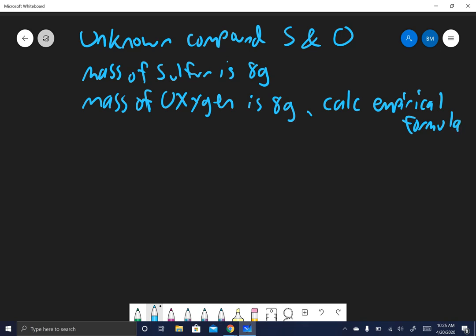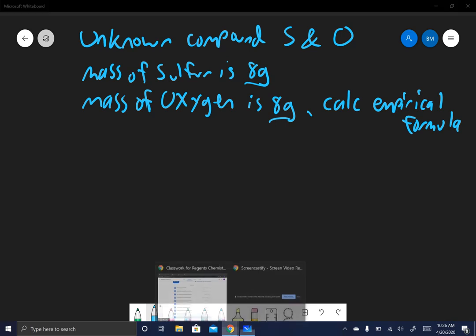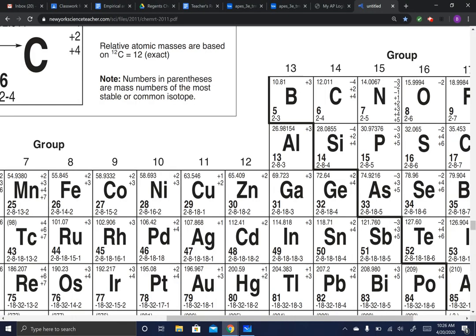All right, we have to find moles. That's the key here. Always find moles. So we're going to find moles of sulfur and moles of oxygen, then divide by the lowest number of moles to get our mole ratio. That's the gist of it. So here we go. Sulfur on the periodic table is 32 and oxygen 16.